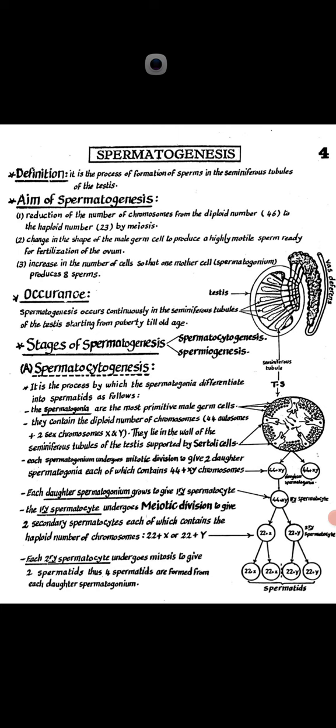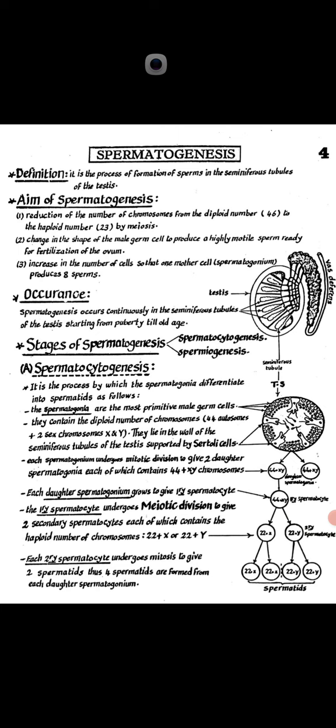Third aim is the increase in the number of cells so that one mother cell, the spermatogonium, produces 8 sperm cells, meaning a high amount of sperm cells. These are the 3 aims of spermatogenesis.